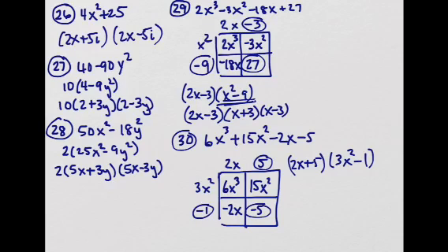Now, if you're factoring over the integers, then this is it, or over the rationals, this is it. You don't have to factor anymore, because this is not a perfect square. Okay? So you could stop right here.